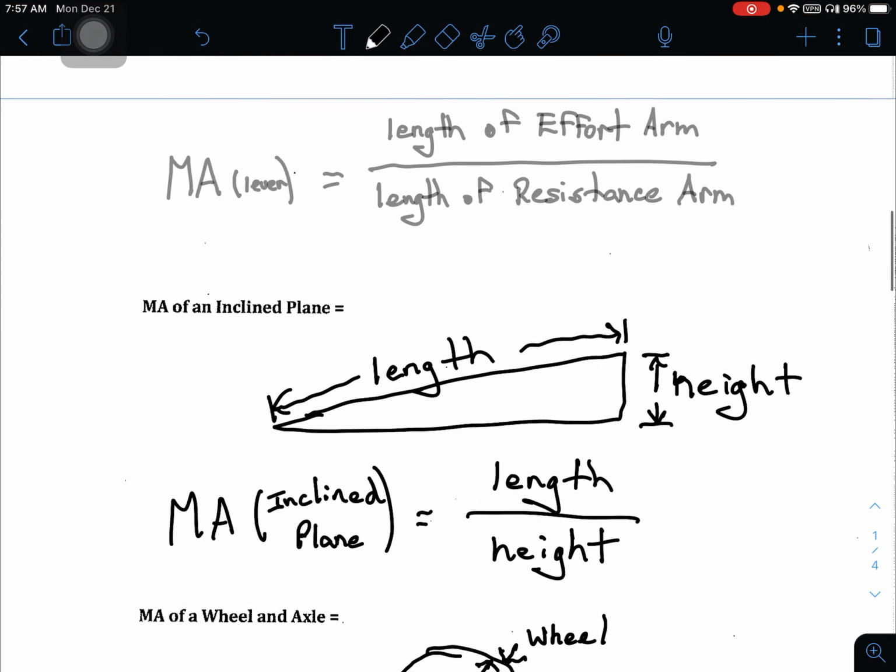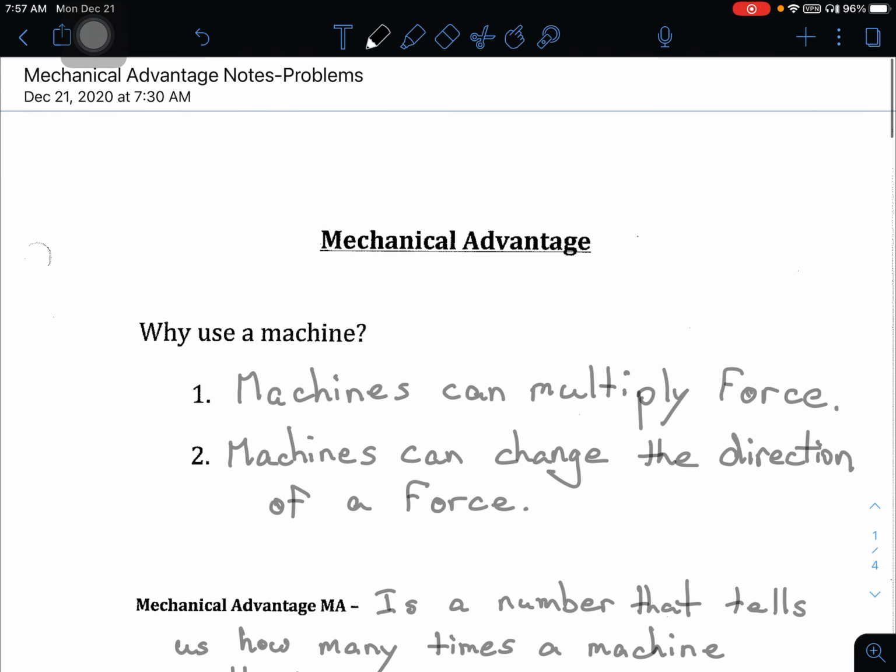Okay, that is an assignment, and you will see it listed as Mechanical Advantage Notes/Problems, the same title as the PDF in Schoology. And when you complete that, please upload to the assignment.